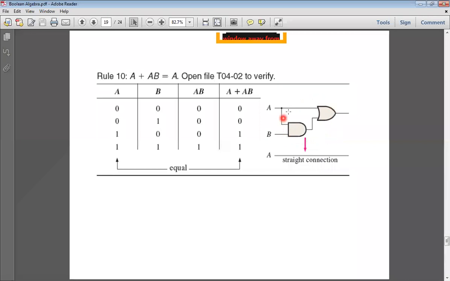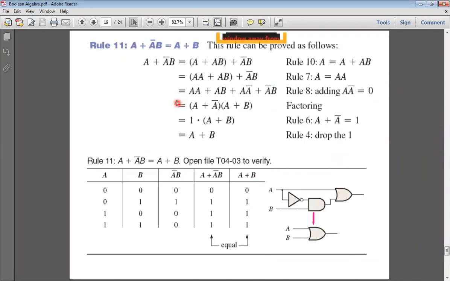You can completely discard this circuit. Whenever you see A plus AB, you can directly write this A plus AB as A. Next one is, there is the next one. Let's say A plus A bar B is equal to A plus B, sorry. Rule 11 says A plus A bar B equal to A plus B.